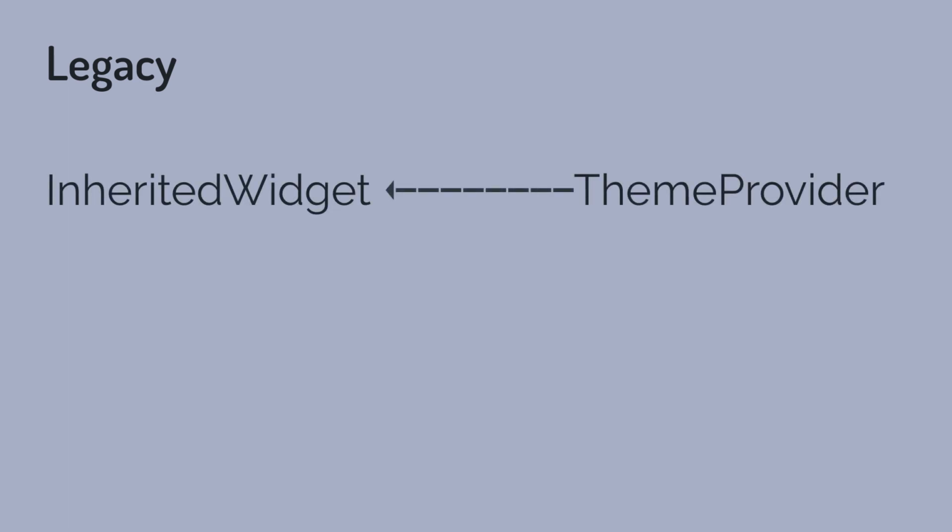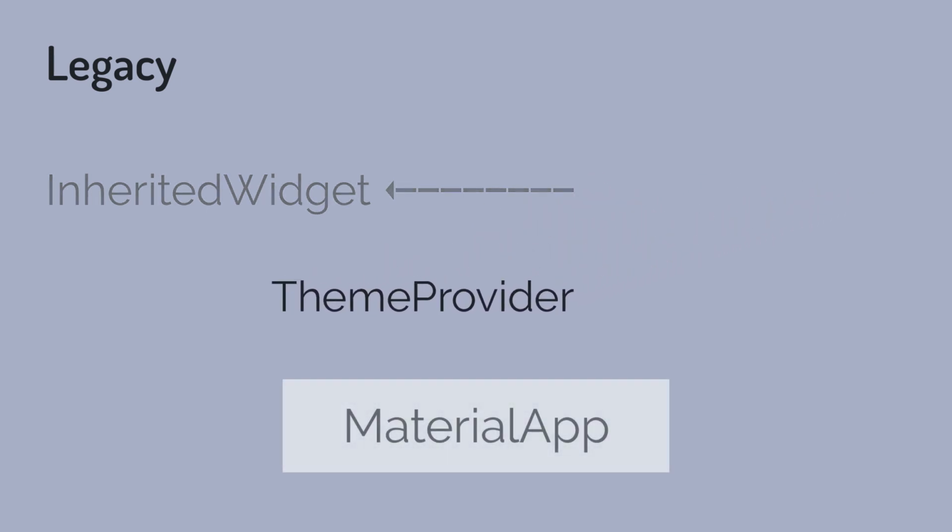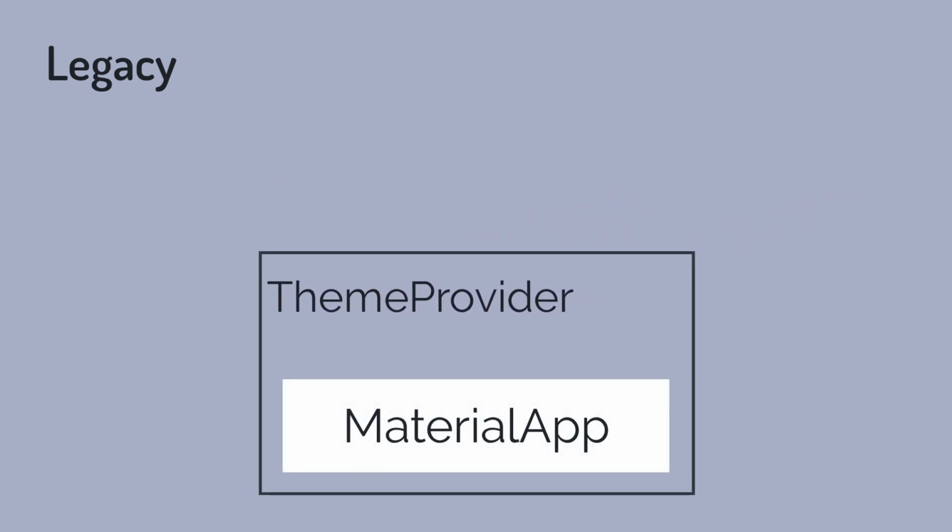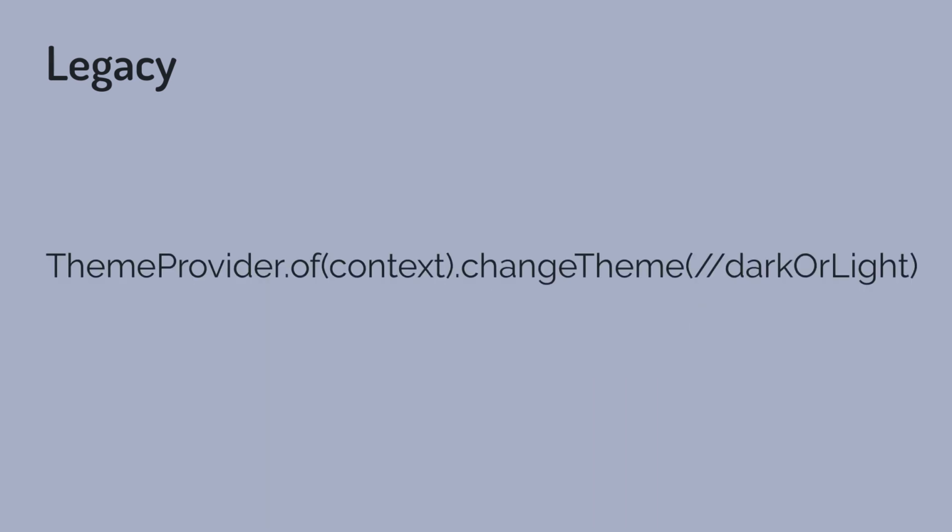Do you remember the very first way of changing themes? I remember using a theme provider as an implementation of an inherited widget. We would wrap the material app with this theme provider. Then wherever we wanted to change the theme from, we would fetch the instance of the theme provider from context and call a method to change the theme. To toggle between light and dark theme, we would get the current theme mode and change it as per its value.